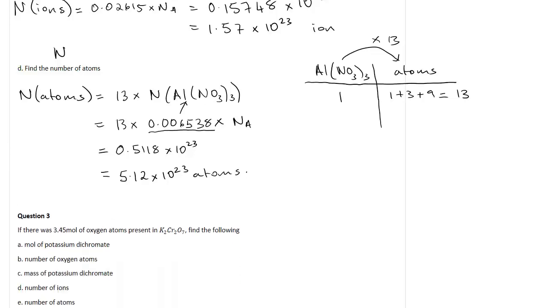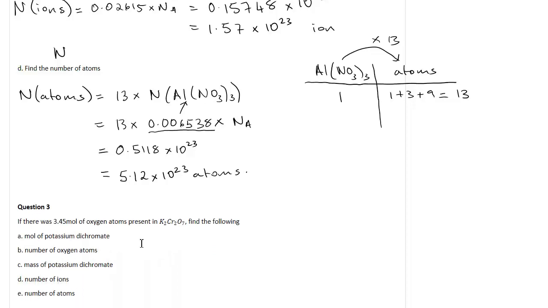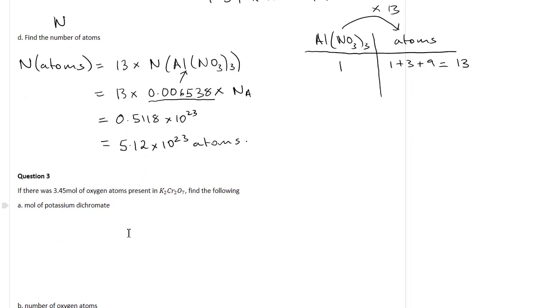Alright, question 3 is a very similar question, except this time you're given a different piece of information to calculate. It's quite an interesting question because you're told how many moles of oxygen atoms you have in this potassium dichromate. So remembering our little table that we always use to compare, in every one of these potassium dichromate there are 7 oxygen atoms.